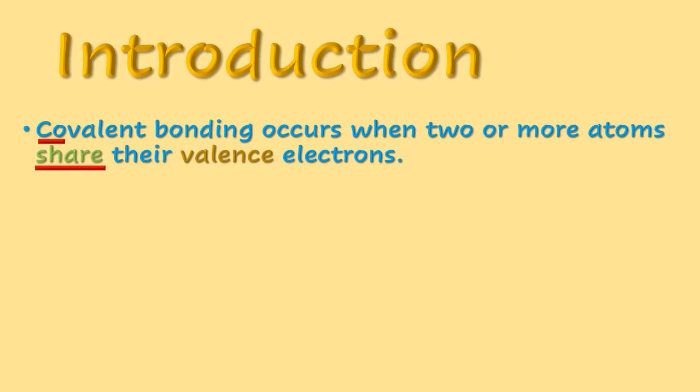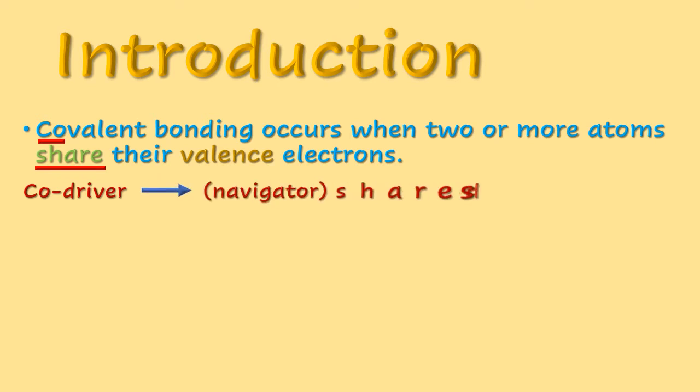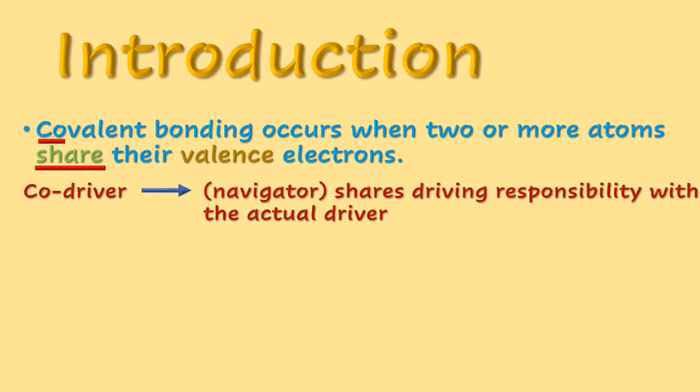Let us look at Old English usage of the prefix co. When we talk to the co-driver, in the present age, we will call him or her a navigator. A navigator shares driving responsibility with the actual driver. The navigator looks at the maps and gives direction, while the driver works on the controls of the vehicle.